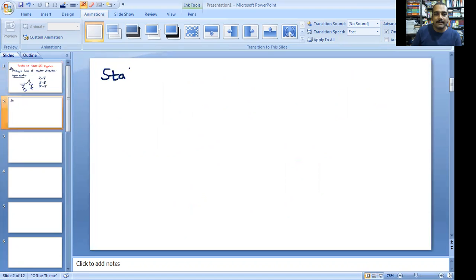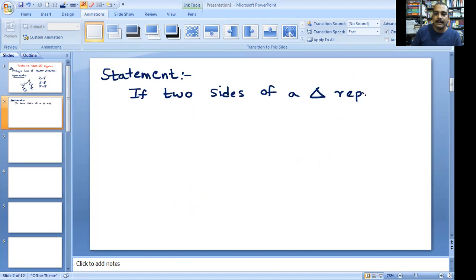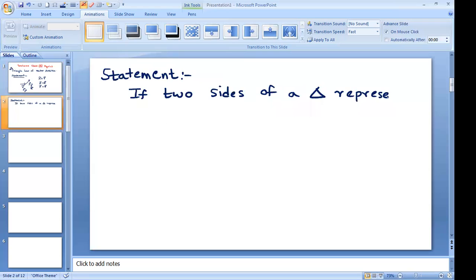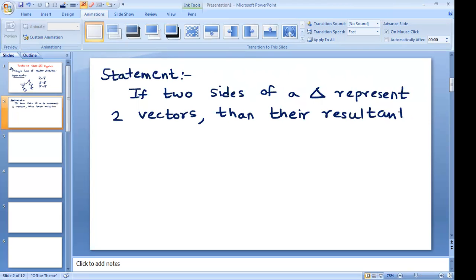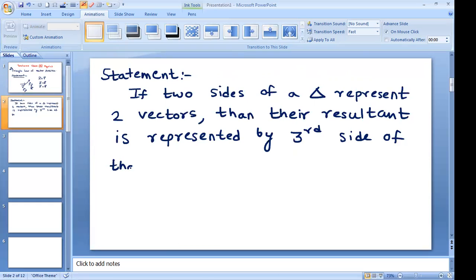Statement of triangle law of vector addition states that if two sides of a triangle represent two vectors, then their resultant is represented by the third side of that triangle.